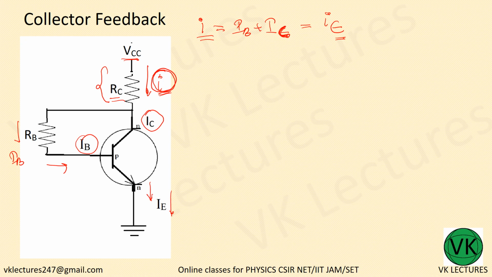Okay, now let us apply Kirchhoff law to the input. VCC equal to I into RC plus IB RB plus VBE, and after that there is no drop. This is the final voltage drop.